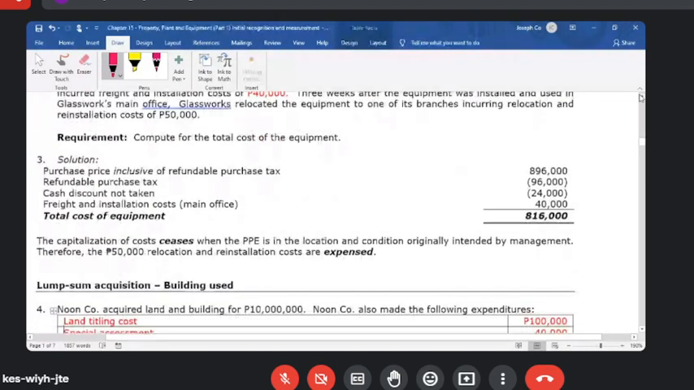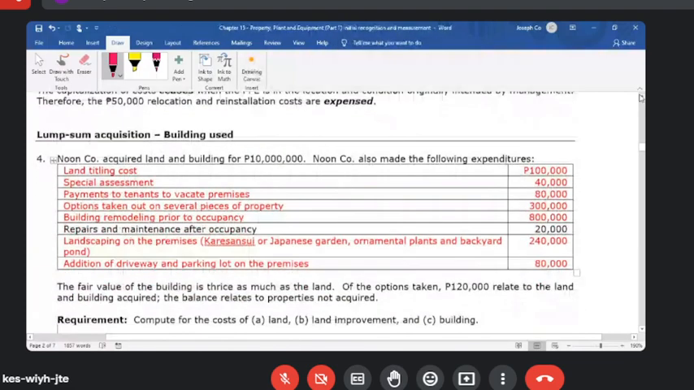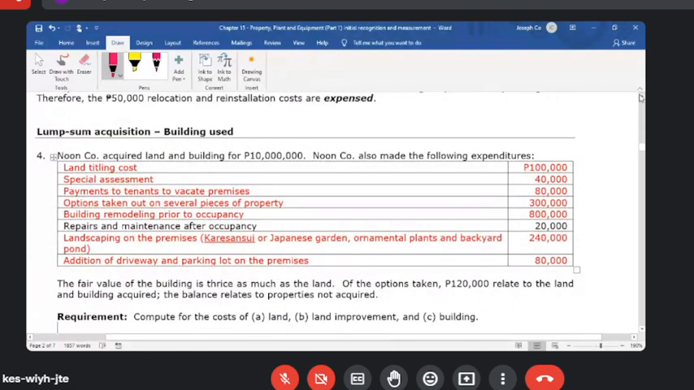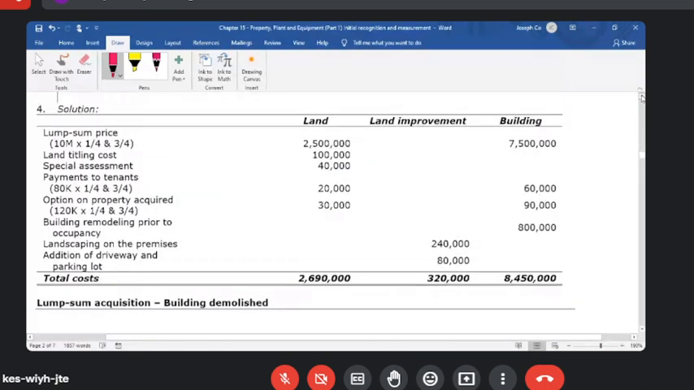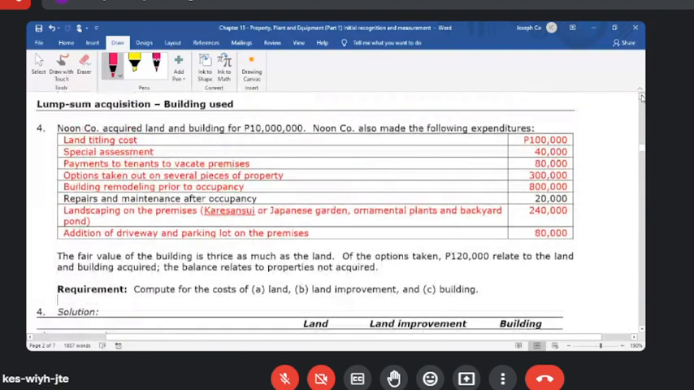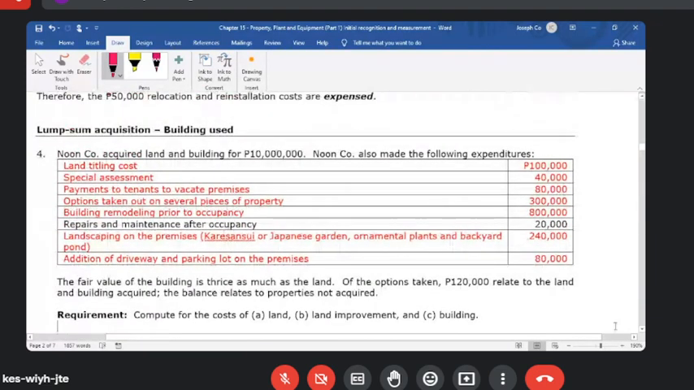Next is pag lump sum purchase. Sabi nga natin, i-allocate natin based on the respective fair value. Okay, example: Known company acquired land and building for 10 million. Known company also made the following expenditures.